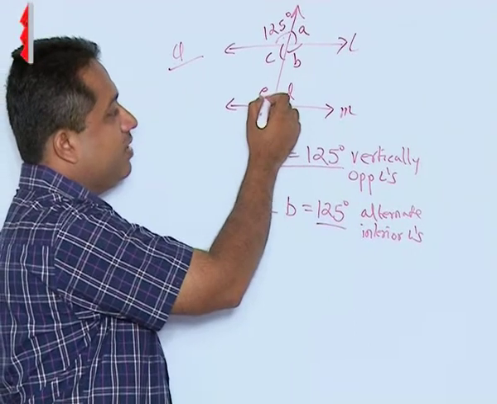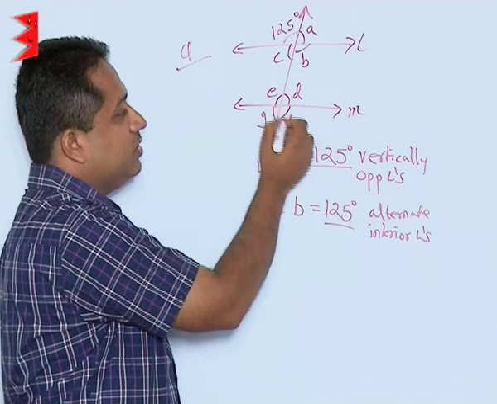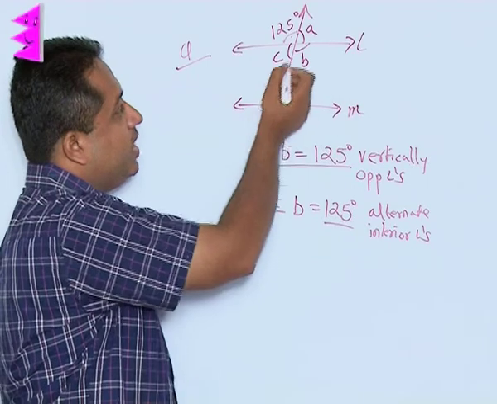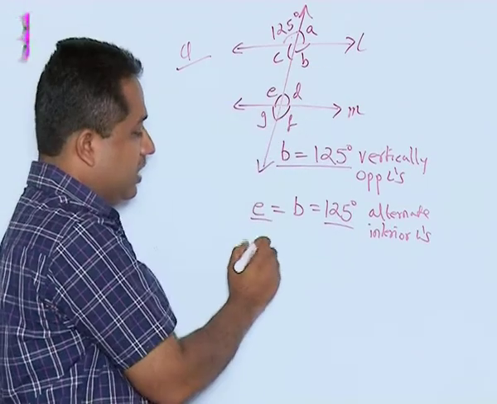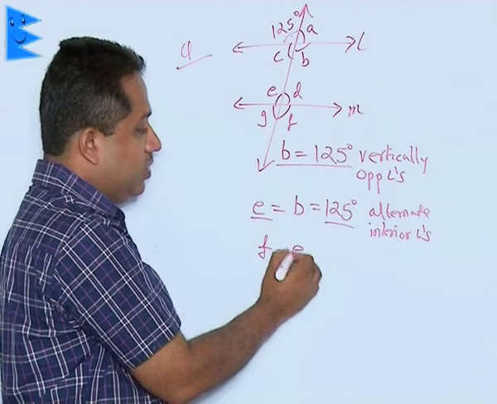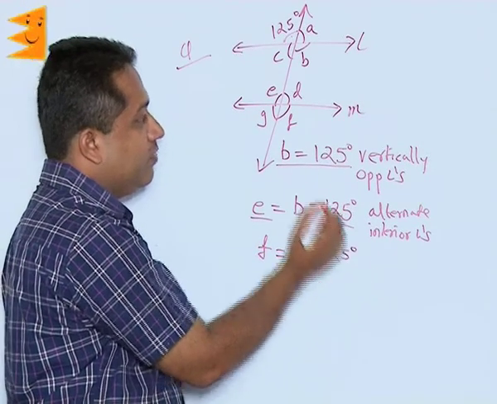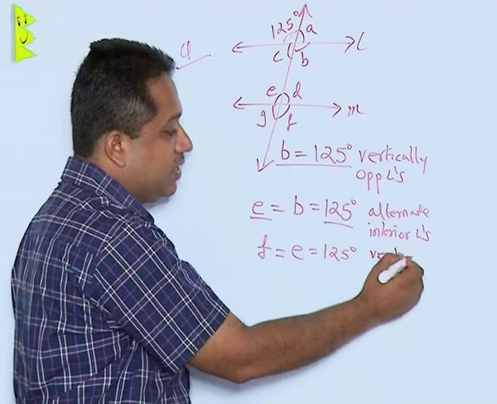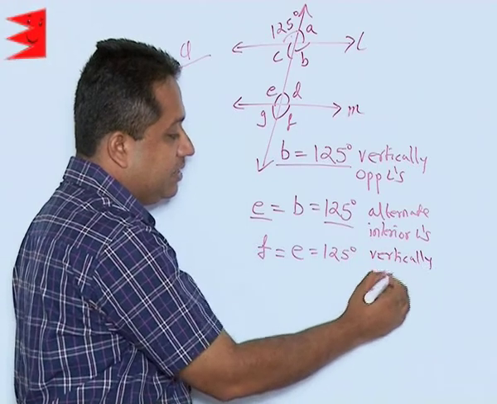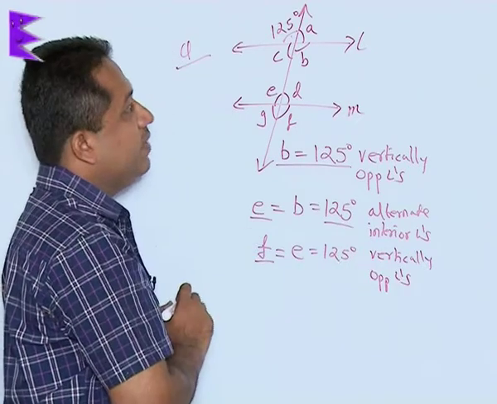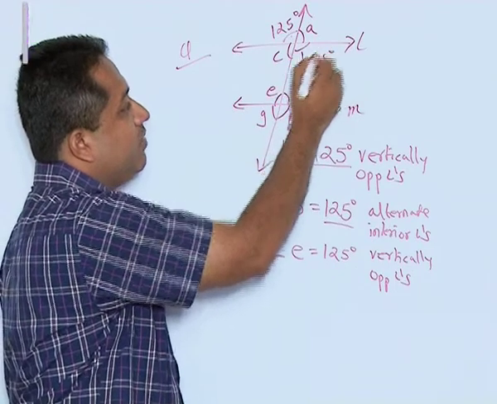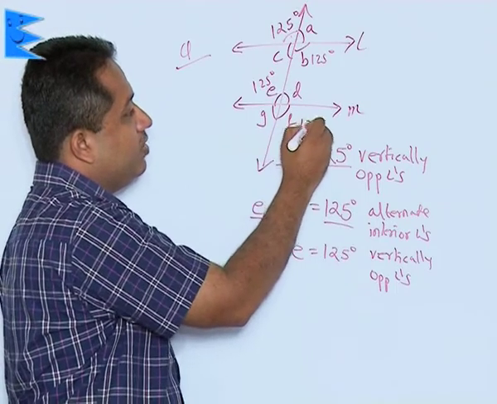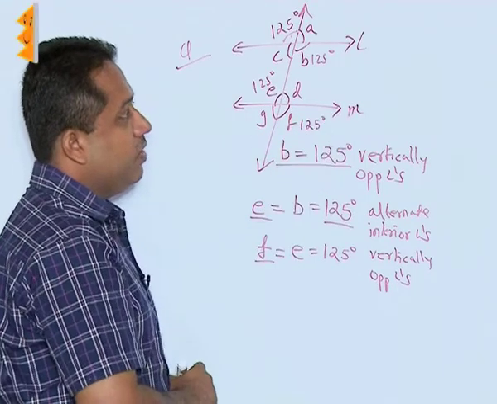Now, E is 125, then F is also 125 because these are again going to form vertically opposite angles. So, we have found out here B, we have found out E, and now we are saying that F is also equal to 125 because of the fact that E we have found out. So, E and F are vertically opposite. So, here we say by vertically opposite angles the value of F is also 125. So, we have found out B as 125, E as 125, F as 125. So, 3 of the unknown angles we have already found.